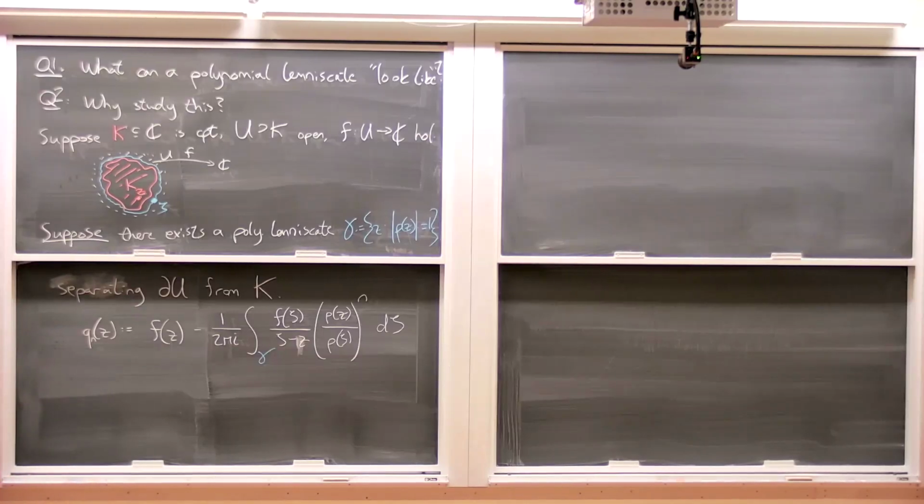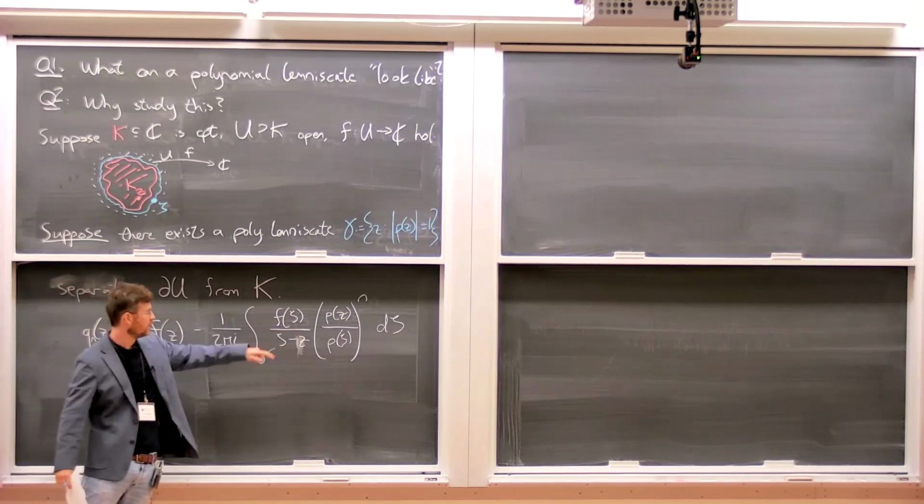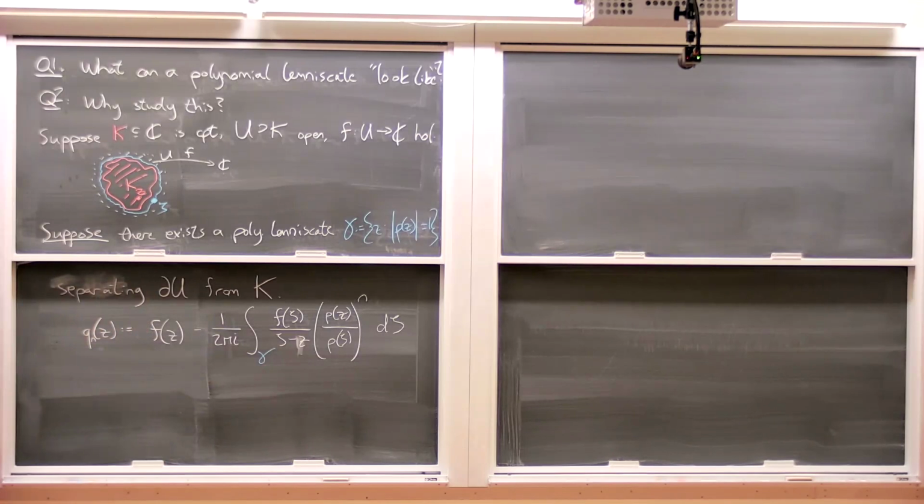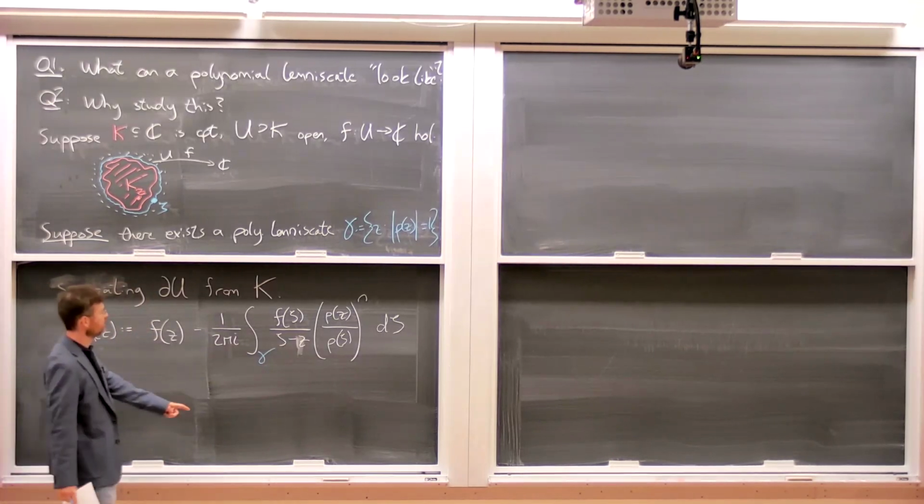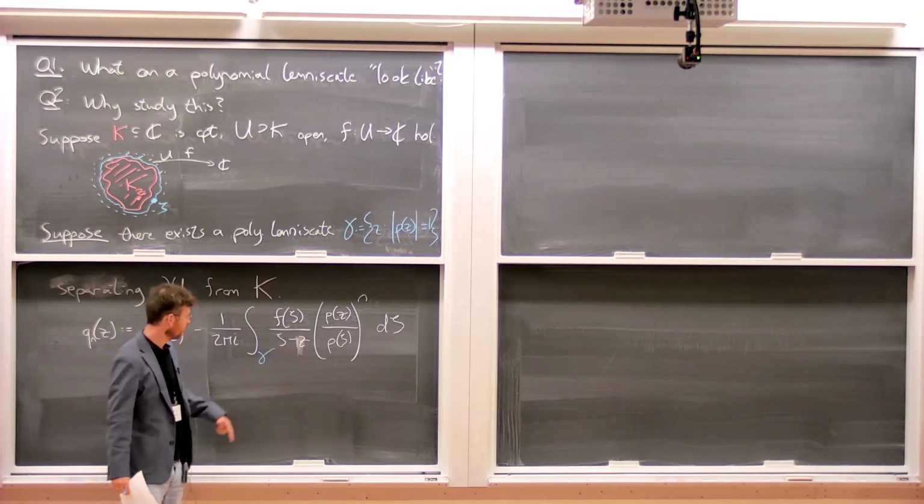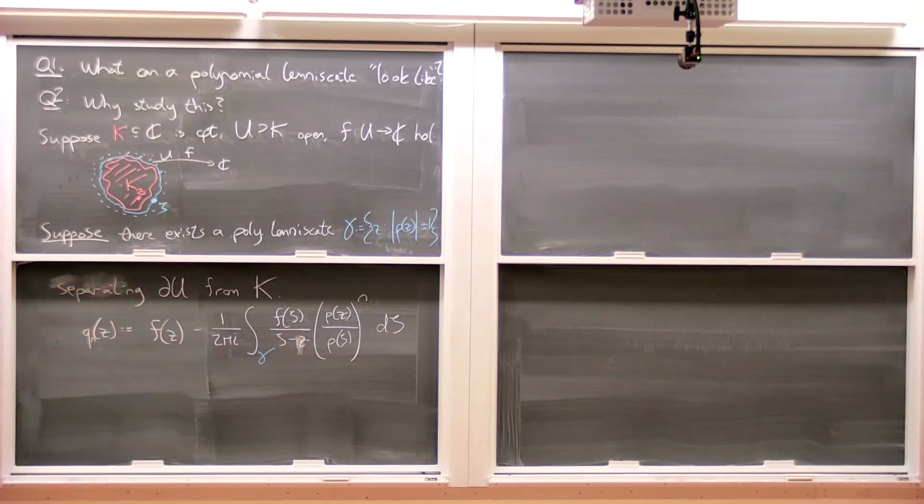So two remarkable things about this formula. One is that this is a polynomial, which is of course not obvious whatsoever because this is an integral. And the other, well, it's an integral where a z appears in the denominator, so it's not obvious that it's a polynomial in z. The other thing is that this is in fact an approximant to the function f.